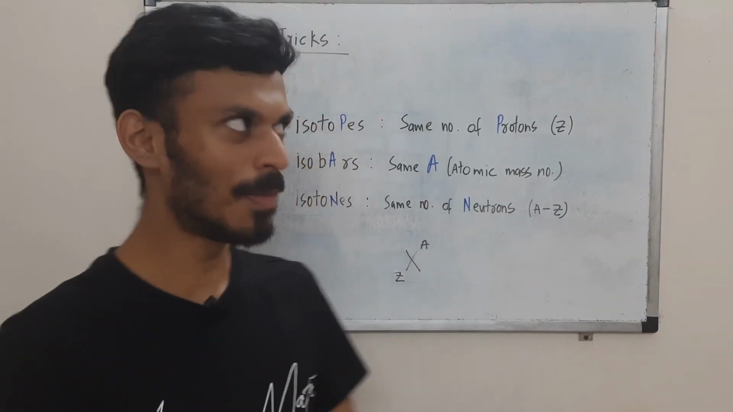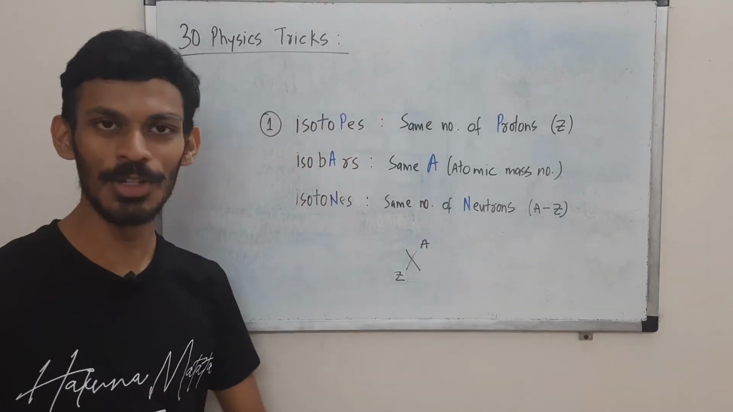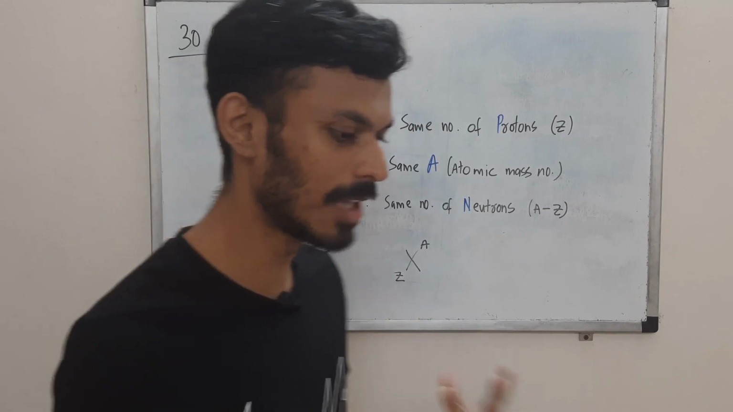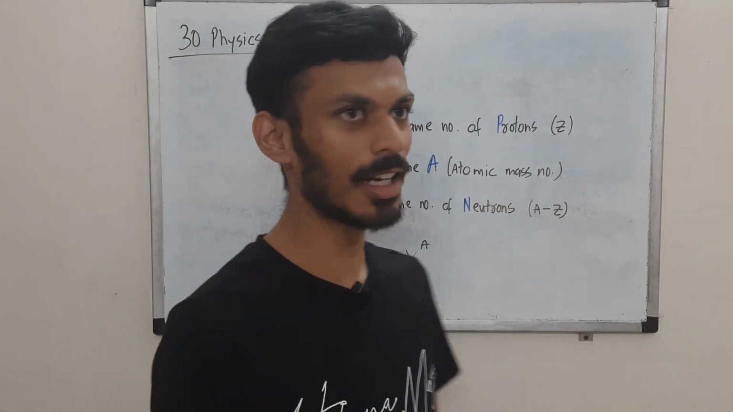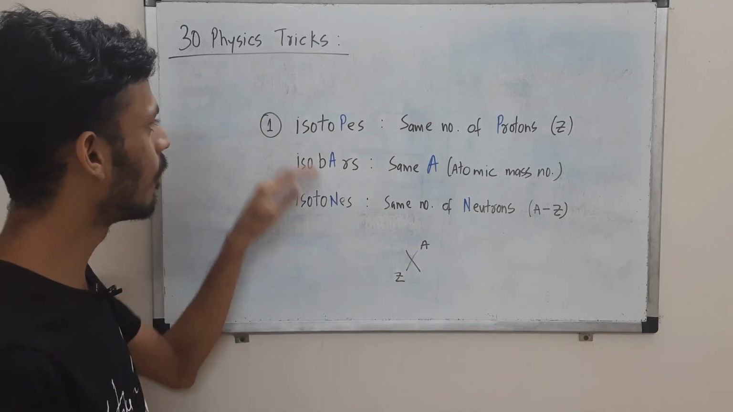So the first trick up our sleeves is about isotopes, isobars and isotones. I know this can be a bit confusing to remember which one is for what. So here is a trick just for that. The first one we have is isotopes.